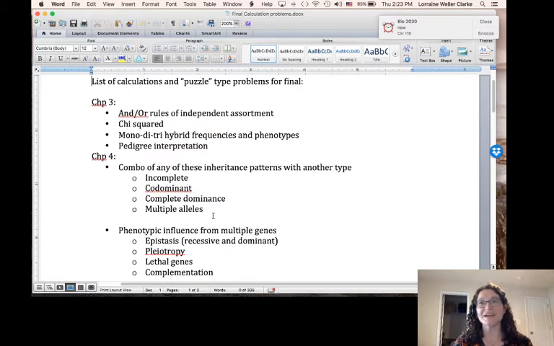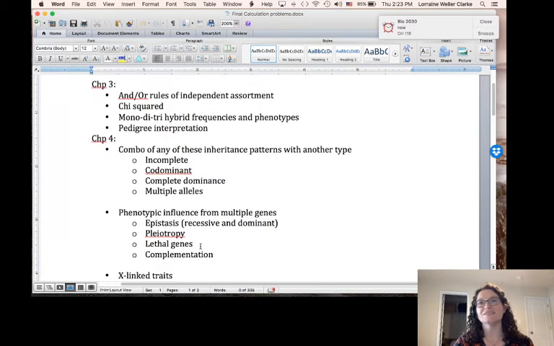It could look like a variety of things. The idea is that if I gave you a chi-squared question, I could ask you about a more complex problem that has to do with, say, lethal genes or multiple alleles or epistasis. So there are some complex pieces you might have to work through with chi-squared, and some of these could be combos.